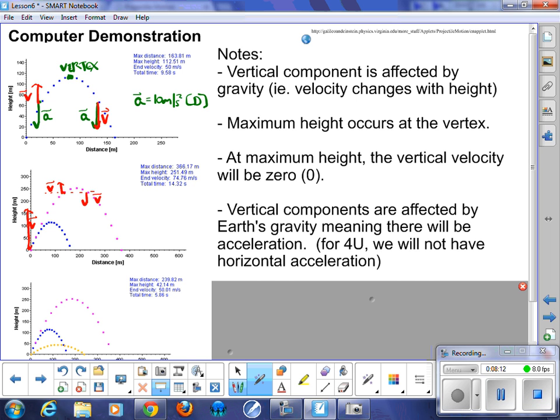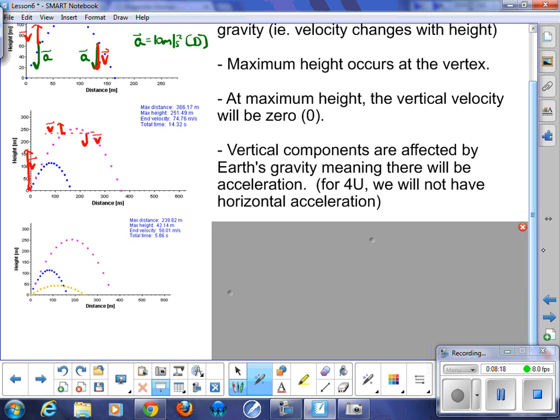Next, vertical components are often affected by Earth's gravity. Not often, should be always. They are affected by Earth's gravity, meaning there will be acceleration, and I already talked about that up above with the green vectors that I drew on there. We're still not going to have horizontal acceleration. We're not going to talk about rocket packs and so on and so forth.